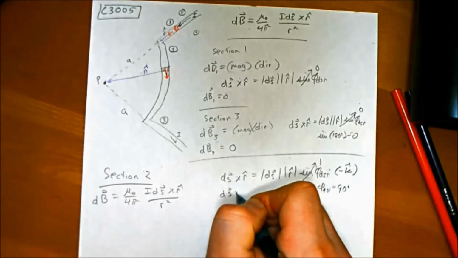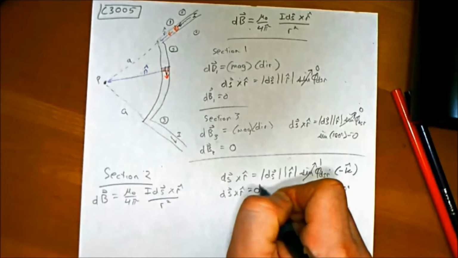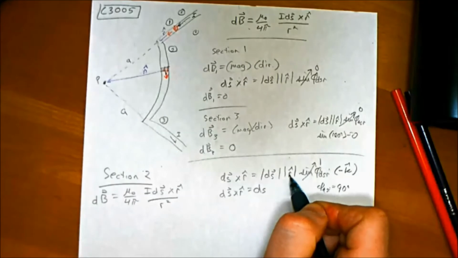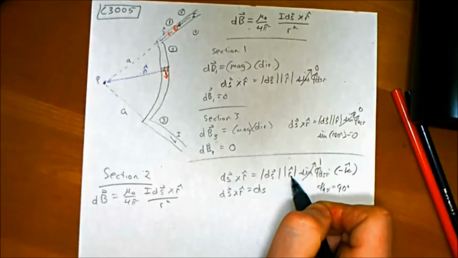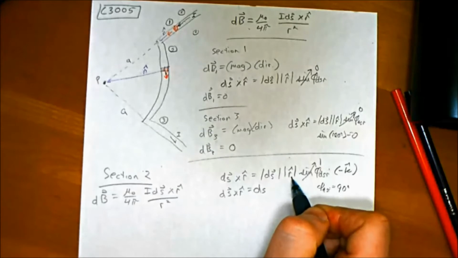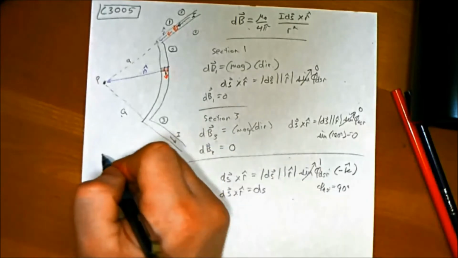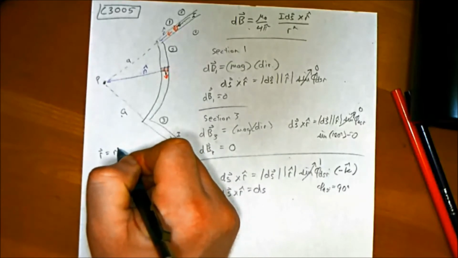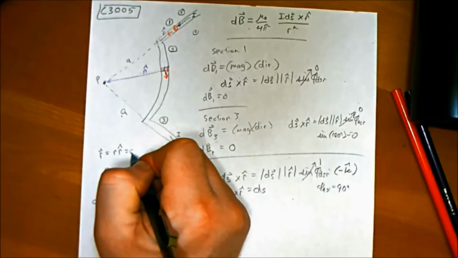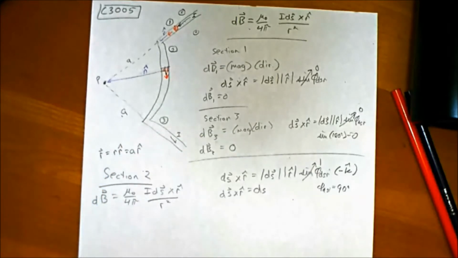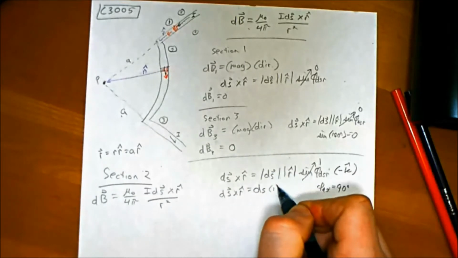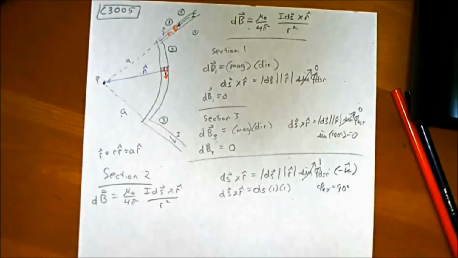So ds cross r hat equals the magnitude ds times the magnitude of r hat, which, remember, is equal to 1. The r vector has some magnitude equal to a, where r vector equals the magnitude r times r hat to give the direction, and in this case is a times r hat. But here we're just worried about the magnitude of r hat, so let's just multiply by 1 times 1 again.